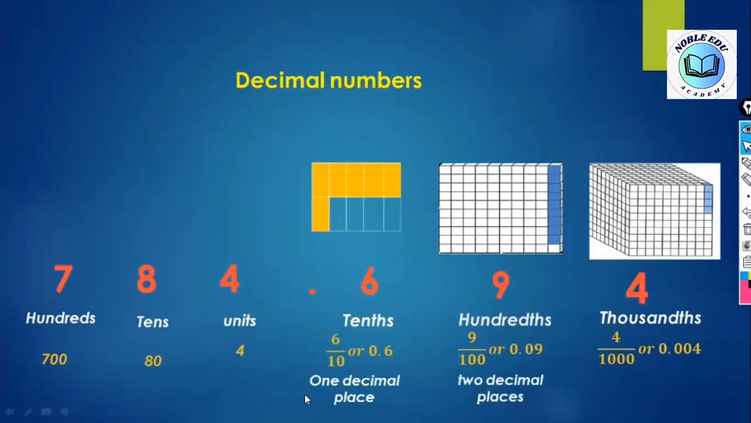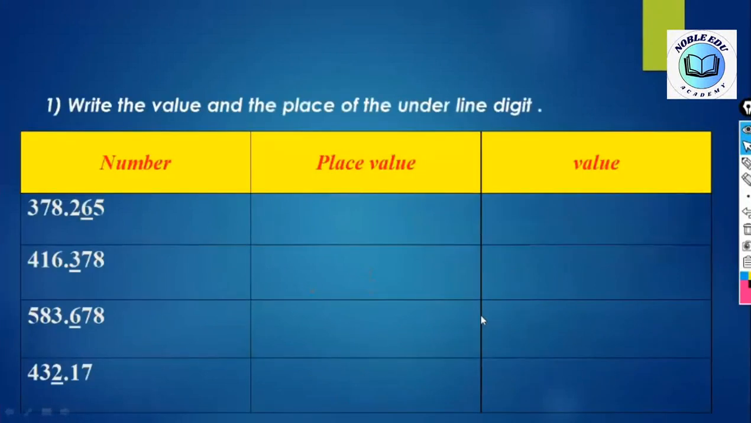Here, after the point, you have one decimal place. Here you have two decimal places, and here there are three decimal places. Exercise: write the value and the place value of the underlined digits. Now I have a whole number and a decimal number. Don't forget, decimal places end in "th."